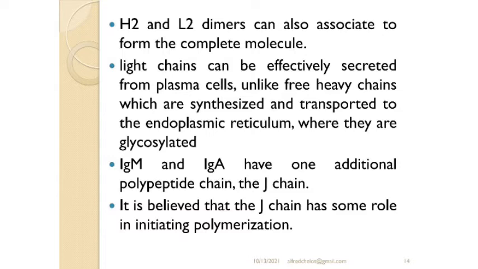For immunoglobulin M and A, they have one additional polypeptide chain called the J chain. It is very important for you to remember this, the J chain. It is found in immunoglobulin M and A. And what is the function of this J chain? The J chain has a role in initiating polymerization.